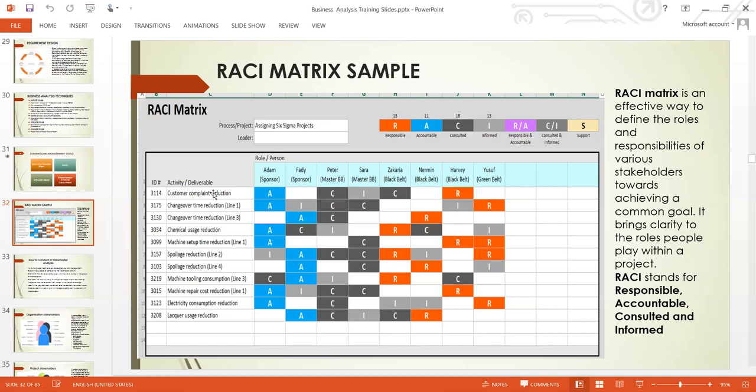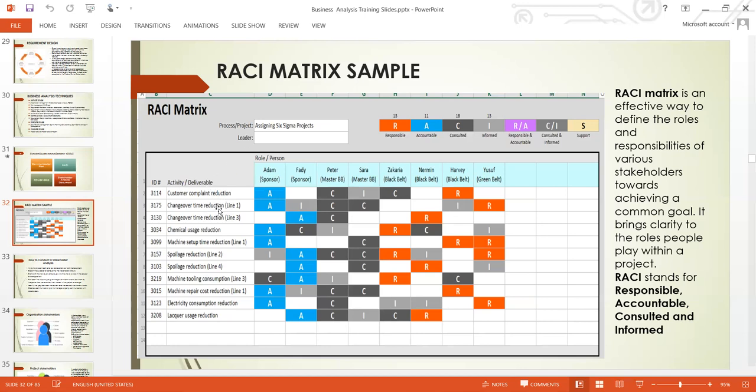At this point, that will help you to address the issue of some people engaging in too much overlapping or being overzealous, or people not really doing their job very well, or the issue of pointing fingers when something goes wrong. With your RACI matrix, you look at the matrix and you know who is responsible.